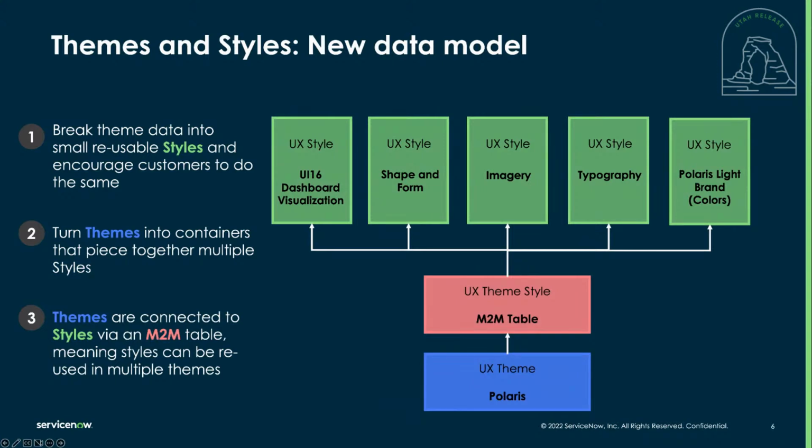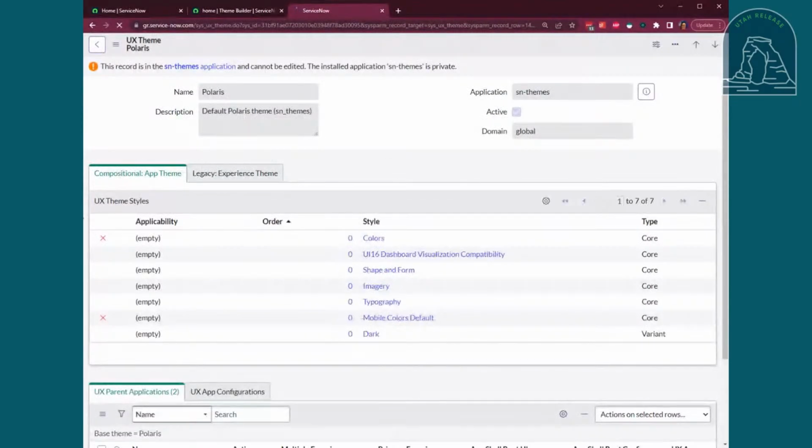Basically, the way that it works is that the colors UX style contains all of the variables required to show your colors. And Earl, can you share my screen, please? Thank you. So this is what your UX theme looks like.